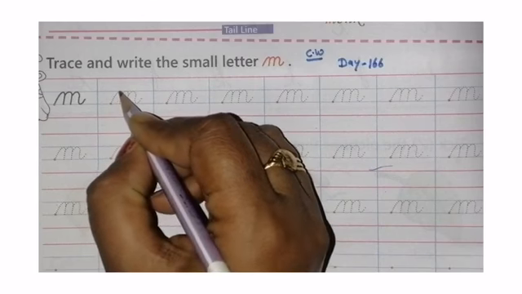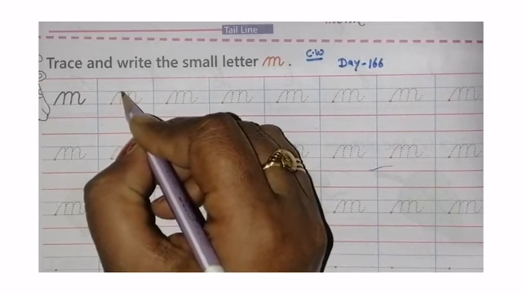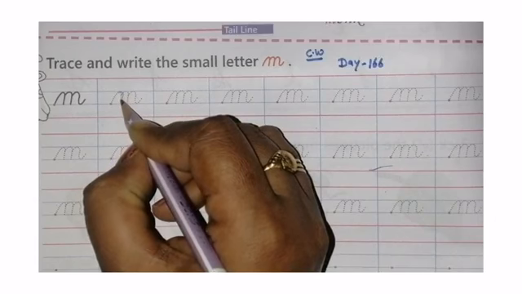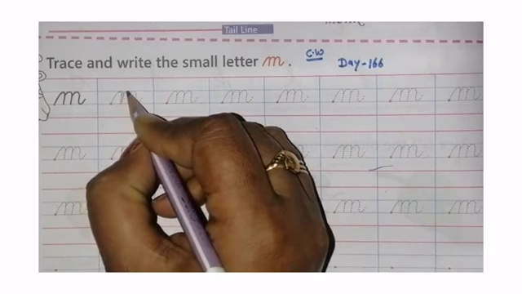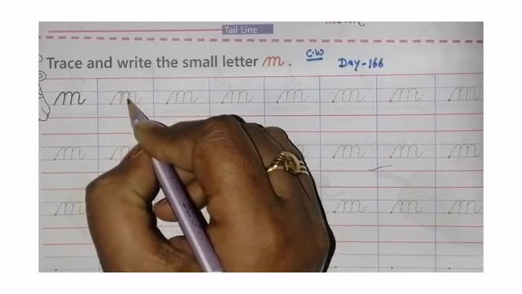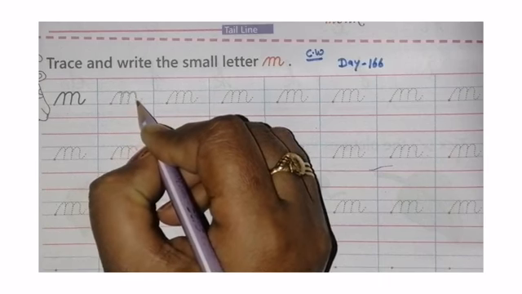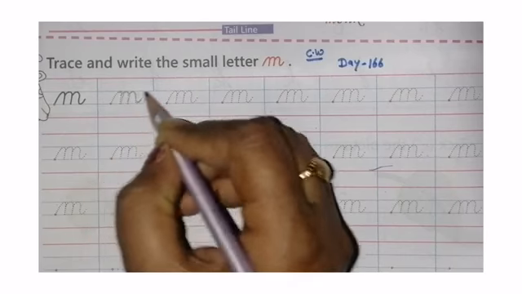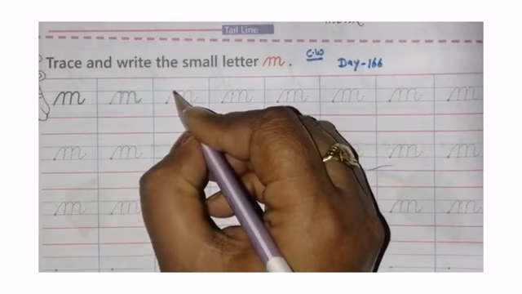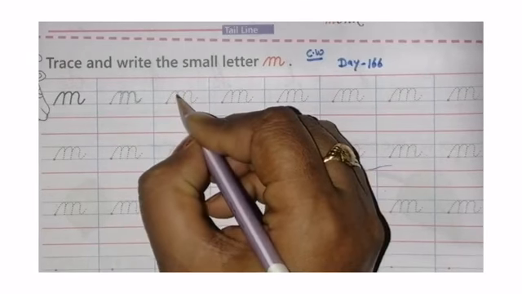Okay, keep your pencil here, then come down, again go up, then move, then come down, again move, then again move. M for monkey. Keep your pencil here.